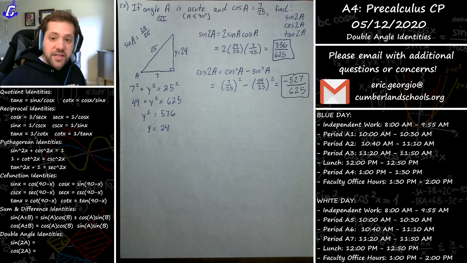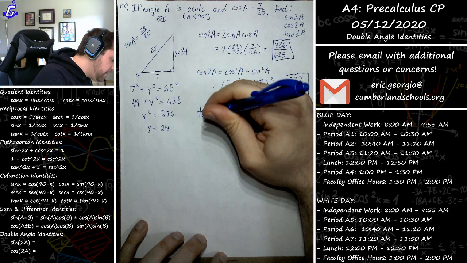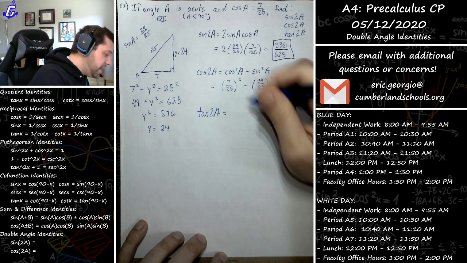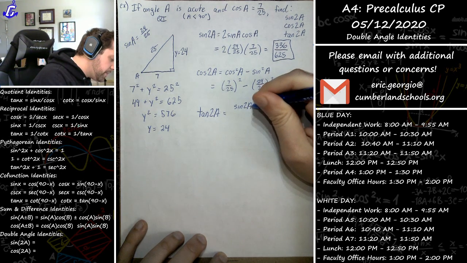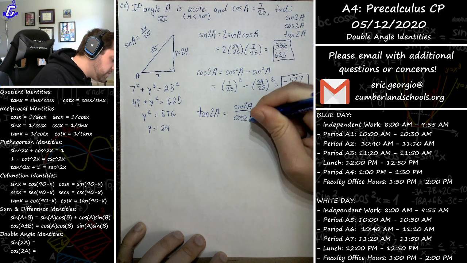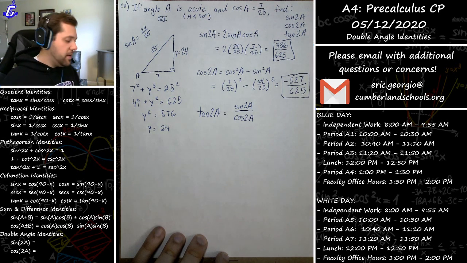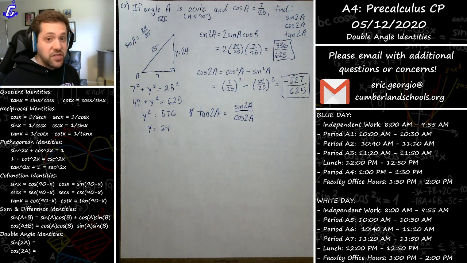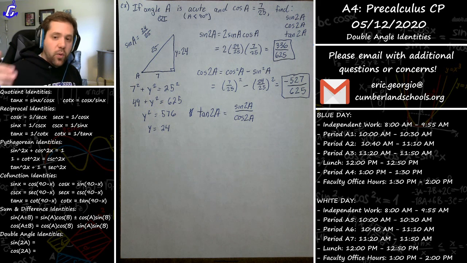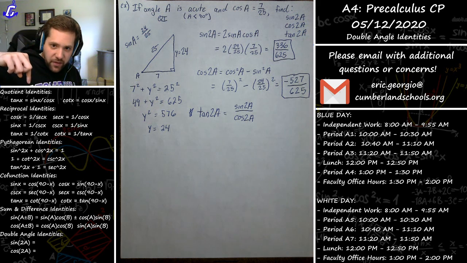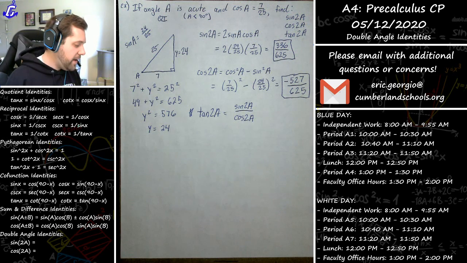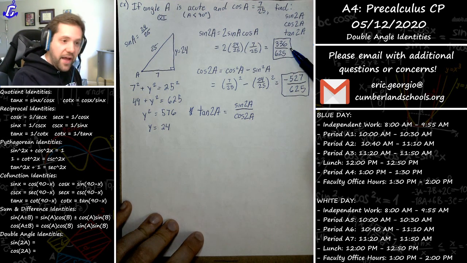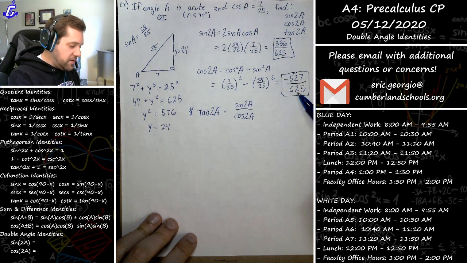The tangent by my quotient identity is just sine over cosine. So doesn't it make sense that the tangent of 2A would be the same as the sine of 2A over the cosine of 2A? And that's absolutely true. If you want to write that in your notes, it might be another good thing to jot down, that the tangent of 2A is sine over cosine. That's our quotient identity. It's right below where my finger's pointing, right there. Okay, so I know the sine of 2A, I just found it. I know the cosine of 2A, I just found it.